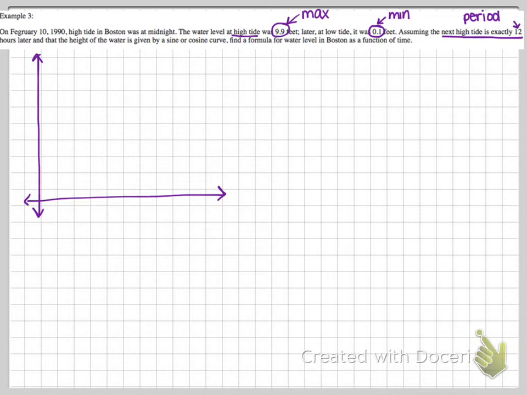So I've got a maximum at 9.9 feet, and that's just at midnight, right? So we'll just call that 0. So maybe (0, 9.9). And then I have a minimum that's happening at a 1/10. And then I'll have a maximum again after 12 hours. We're back up at 9.9.